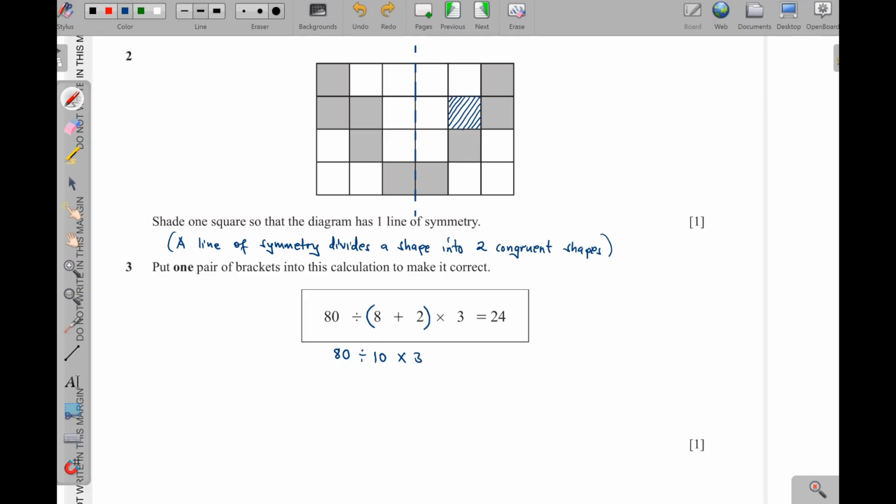Of course, using BODMAS, the brackets come first. Since I've put the brackets, I had to simplify this first. And then next, we have division and multiplication. So division comes before multiplication. I'll have now 80 divided by 10, which will be 8. Then now times 3, then we shall get the 24. So that means the pair has to be there.